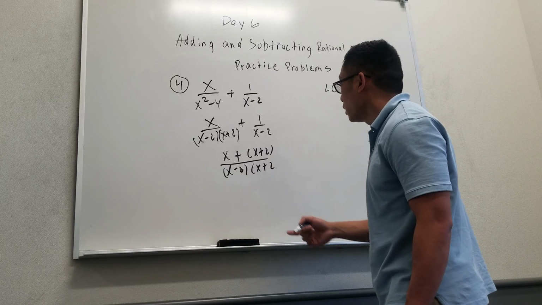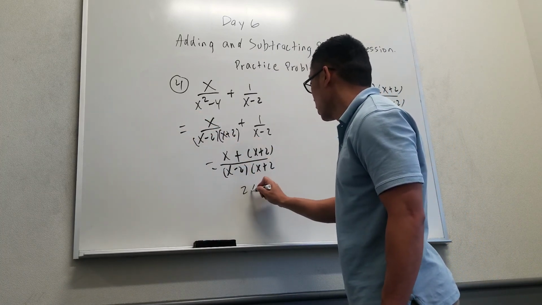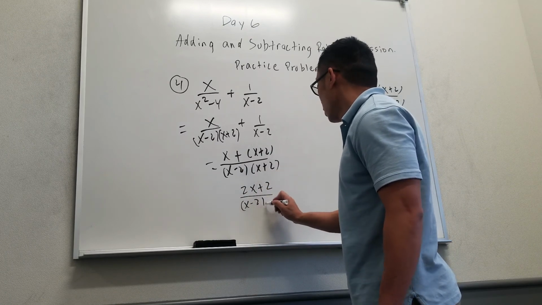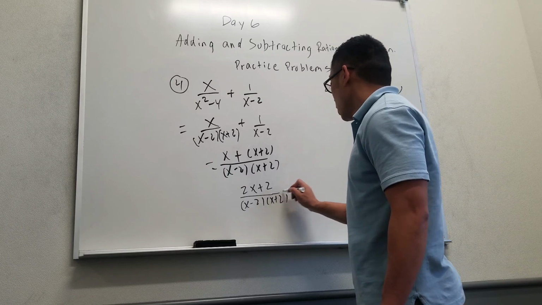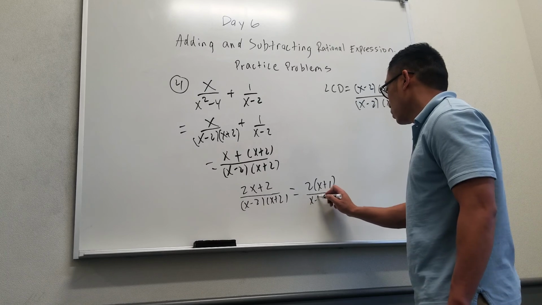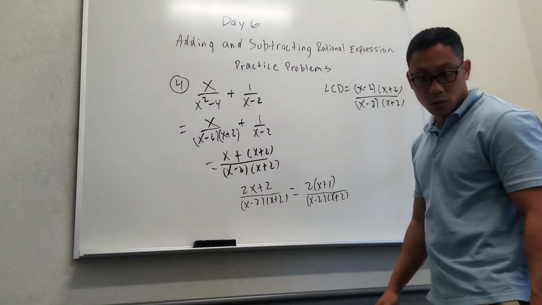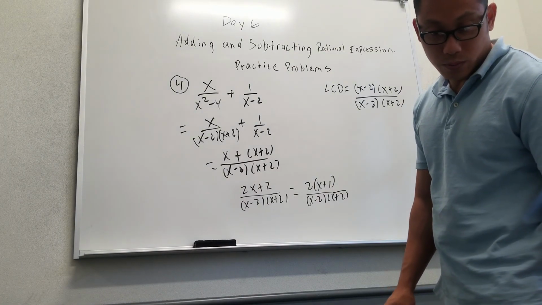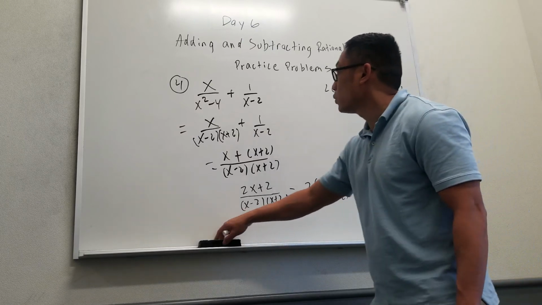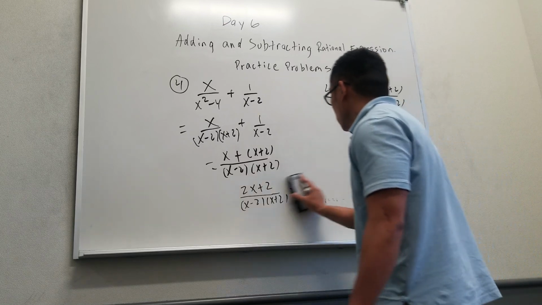Now we gotta combine like terms. Pretty straightforward, right? Nothing too crazy. 2x plus 2, over x minus 2, x plus 2. And you can factor out a 2 here: 2 times x plus 1, over x minus 2, x plus 2. That's it. Or you can combine this too. This is x squared minus 4, whatever you feel like. Yeah, this doesn't really matter.